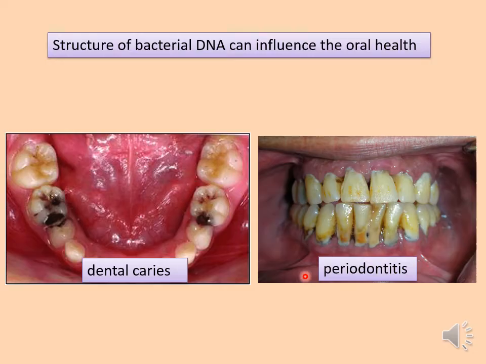Similarly, in the case of periodontitis, periodontopathic bacteria destroy our periodontal tissues using their protease enzymes. And it's their DNA which determines the structure and function of these proteases. This is how bacterial DNA can influence our oral health.